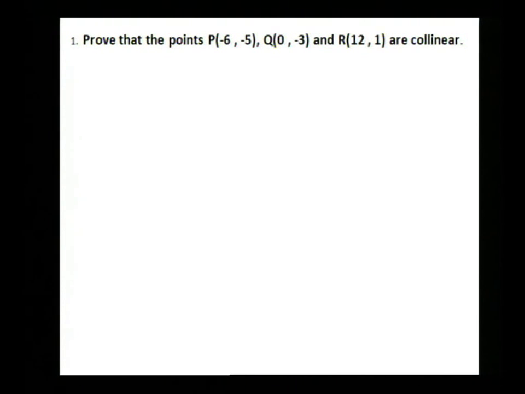So let us look at one example. We are asked to prove that these 3 points are collinear: P is (minus 6, minus 5), Q is (0, minus 3), and R is (12, 1). If we want to prove that these 3 points are collinear, we need to find the slope of the line PQ and of the line QR.